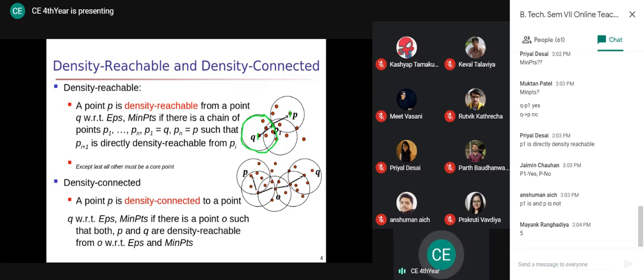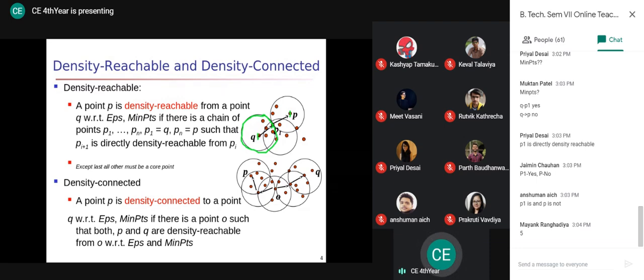But we cannot say the same thing for P. Why? Because if any one of these criteria is not satisfied, you can simply say that it's not directly density reachable. So in the case of P, which criterion is not satisfied? P is not in the territory of this Q. It is not within the boundary of Q. Fine. So our analysis so far is that P1 is directly density reachable from Q, but we cannot say the same thing for P.